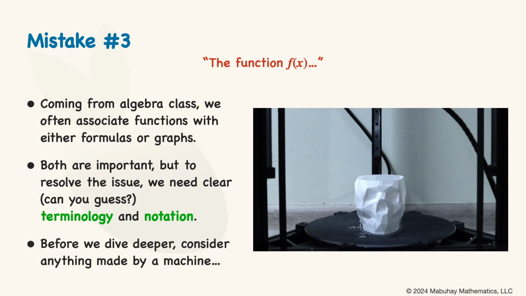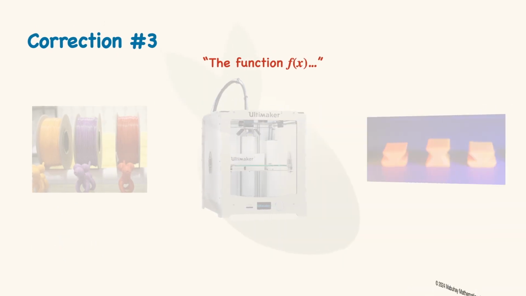But on the right side of the slide, we just saw a 3D printer printing out an object. Looks like a skull. Ooh, spooky. So why do we want to think about objects made by machines? Because conceptually, that's how a function works.